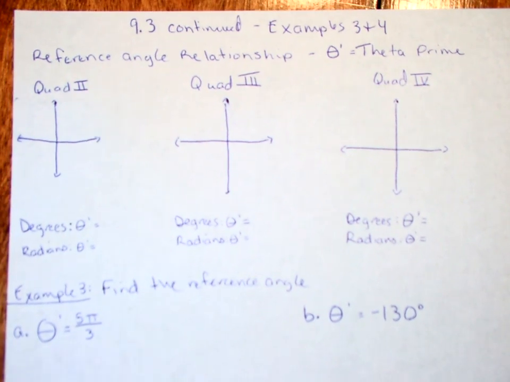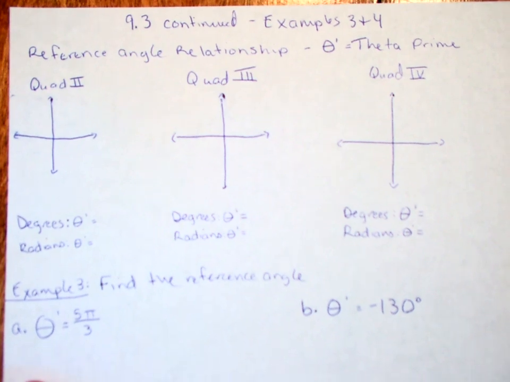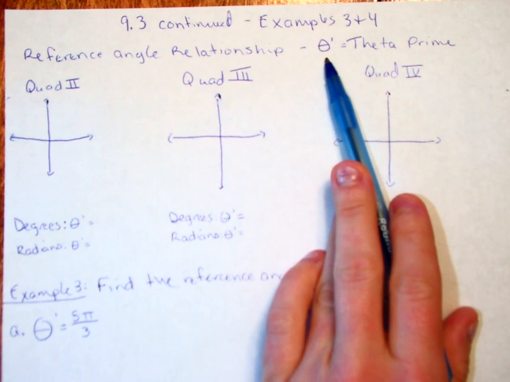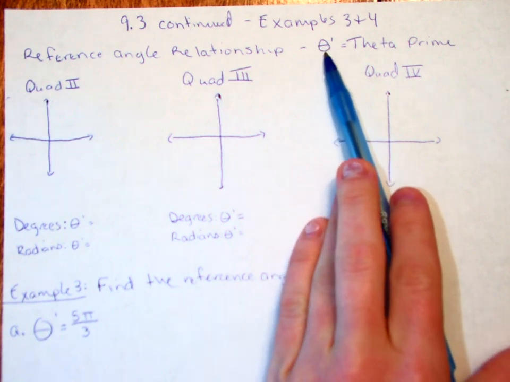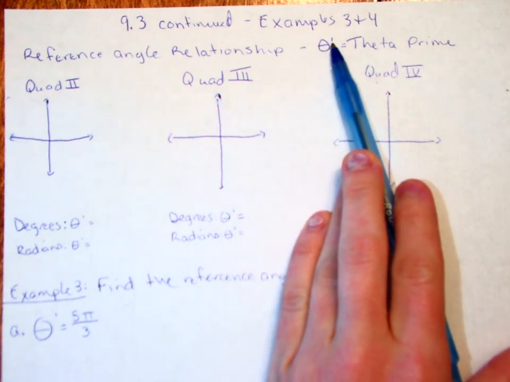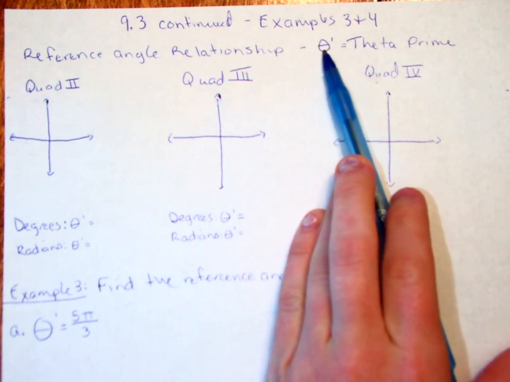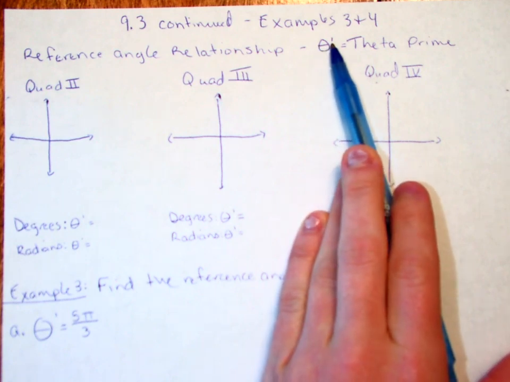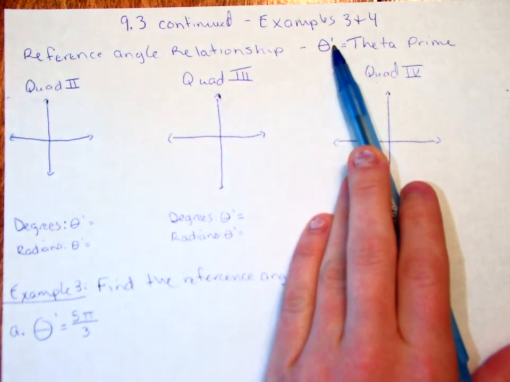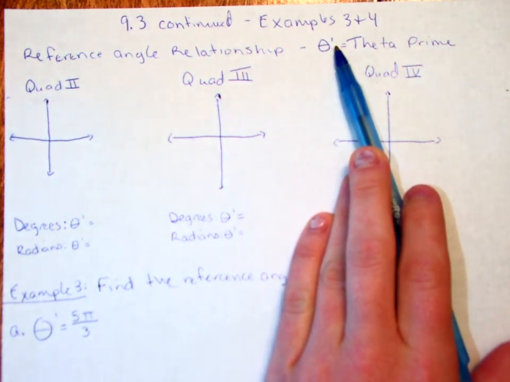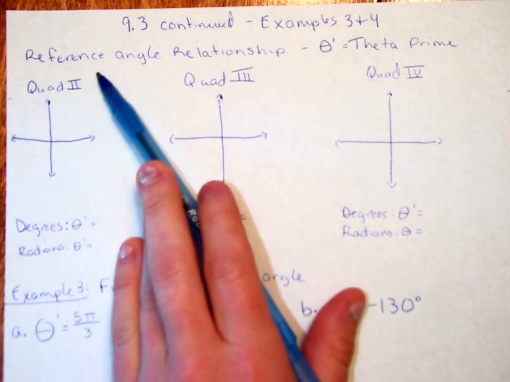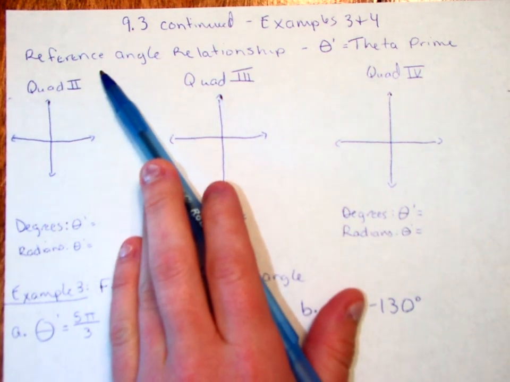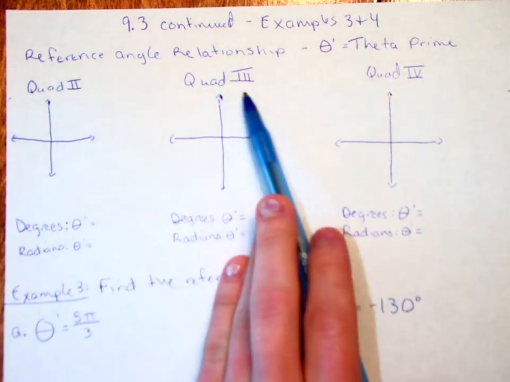Okay, so today we're going to continue with section 9.3. First we're going to talk about our reference angles, and you're going to see this symbol a lot. It's called theta prime. It's not exactly the same as theta, even though it's the same symbol. This prime is the differentiating factor. You'll see this theta prime and this reference angle relationship when you are working with quads 2, 3, and 4.